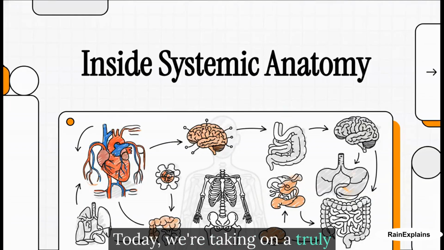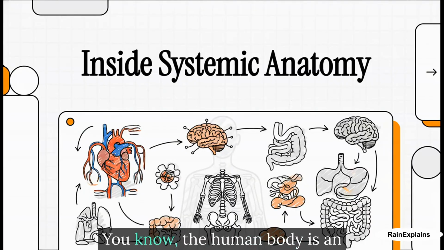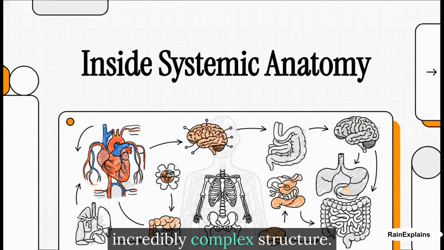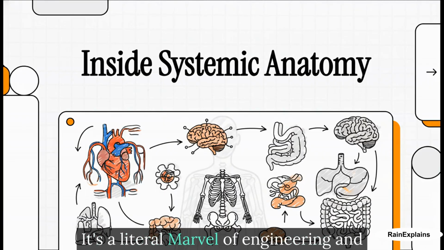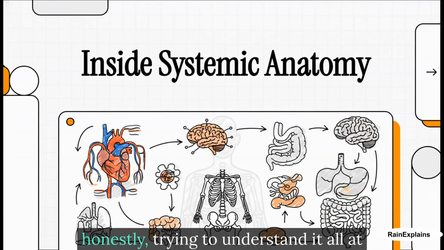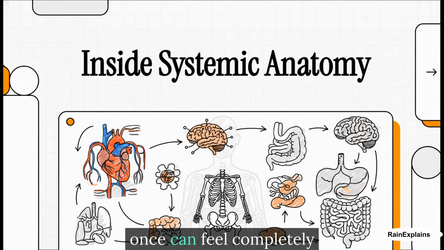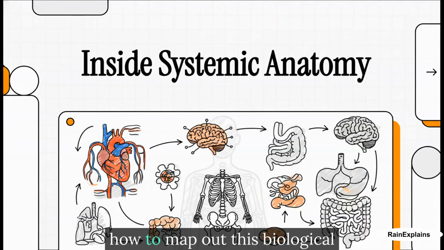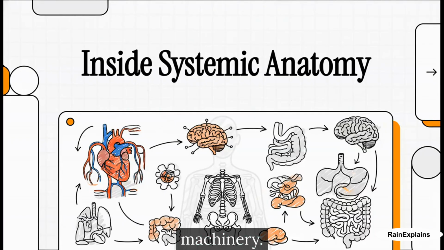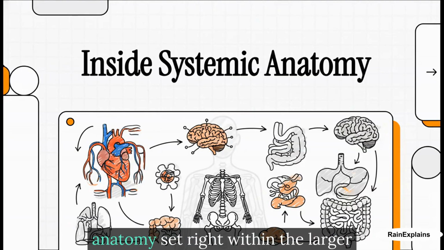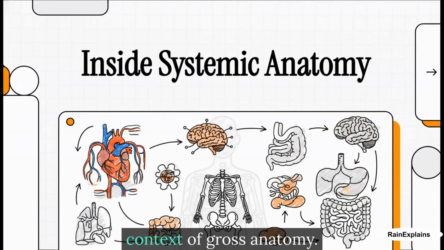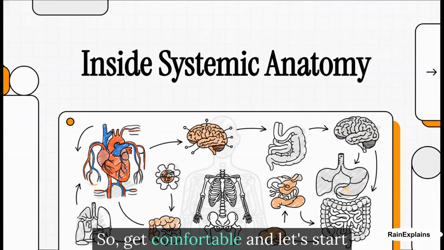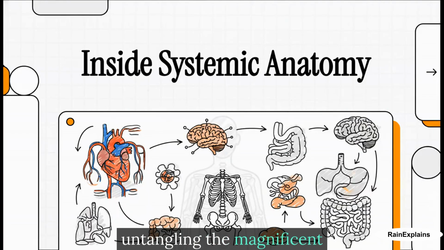Today, we're taking on a truly fascinating journey. The human body is an incredibly complex structure. It's a literal marvel of engineering, and honestly, trying to understand it all at once can feel completely overwhelming. But what if we had a map? Well, today, we're going to learn exactly how to map out this biological machinery. We'll be looking closely at systemic anatomy, set right within the larger context of gross anatomy. So get comfortable, and let's start untangling the magnificent architecture of the human form.